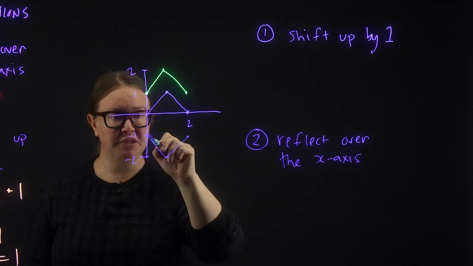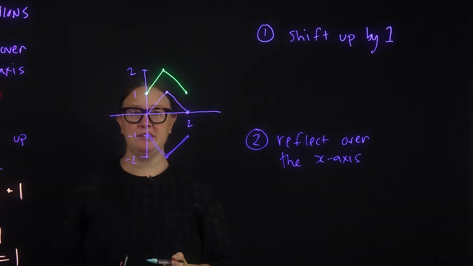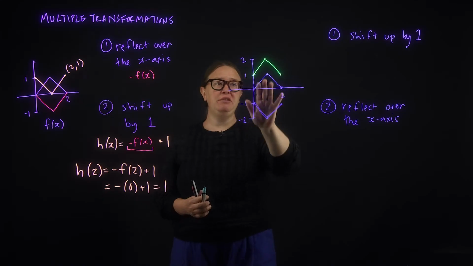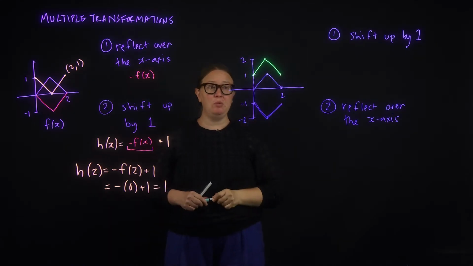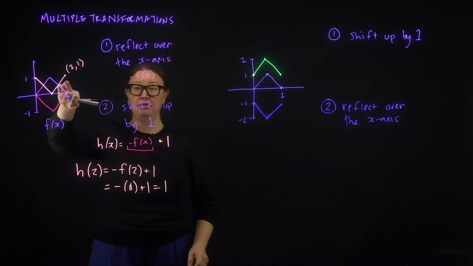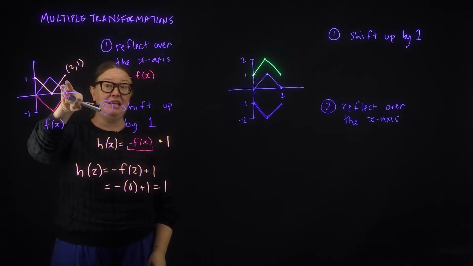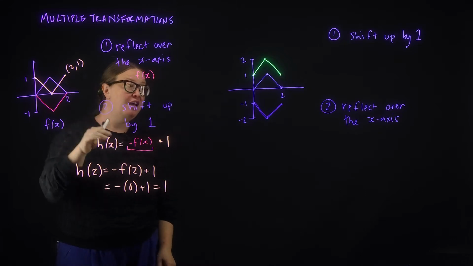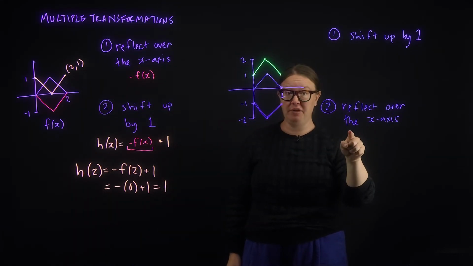I'm going to use double lines here so you can see the difference between this and the original graph f of x. Okay, so again, we shifted up 1 and reflected. And what we should notice right away is that my final graph here is different than my final graph over here in orange. Okay, so graphically, it definitely seems like the order matters. Reflecting then shifting gave me a different final function than shifting then reflecting.